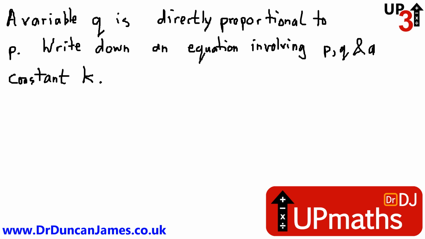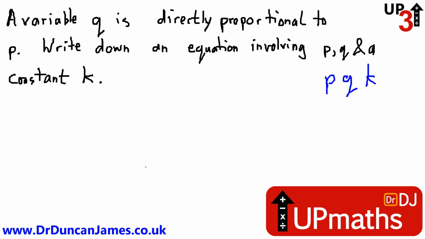The question here, in case you can't read my writing: a variable q is directly proportional to p. Write down an equation involving p, q, and a constant k. So it's going to involve p and q and k. It's written strangely, but those are the three.